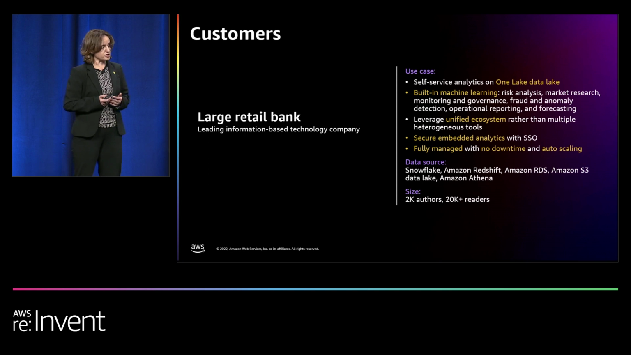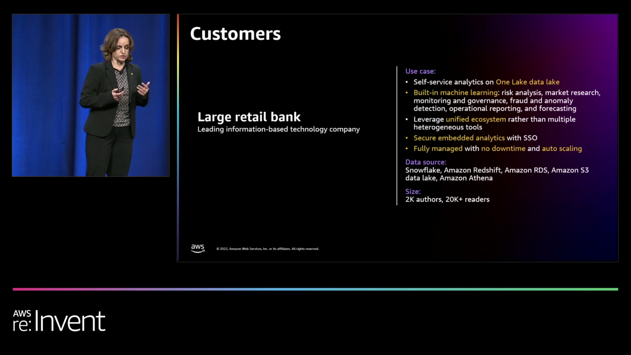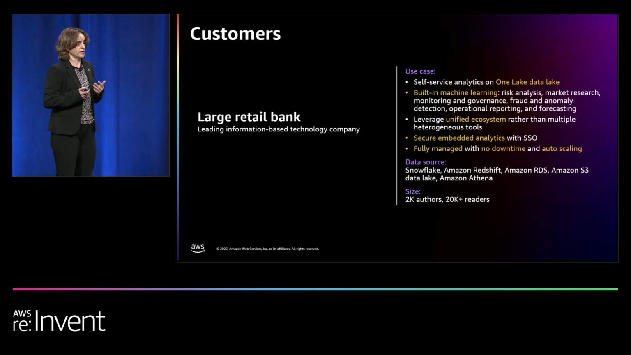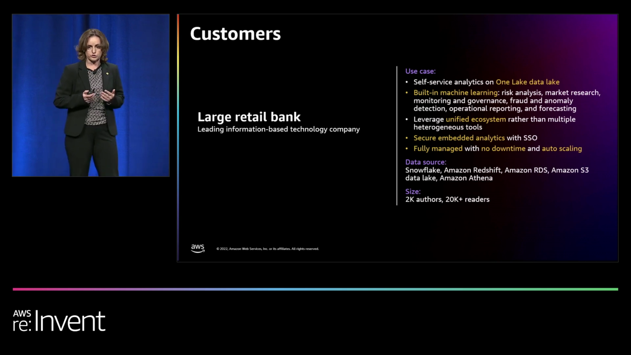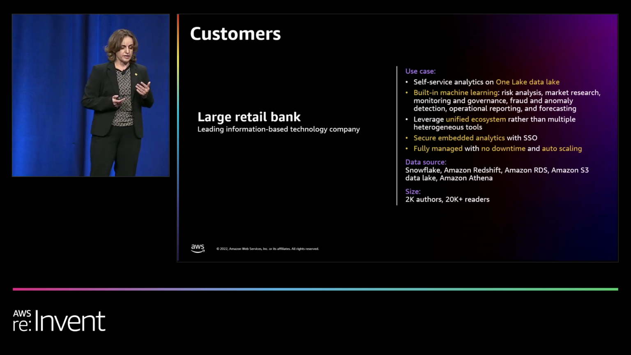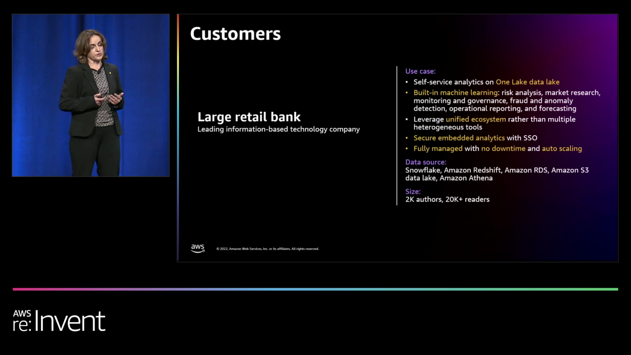Secure embedded analytics with single sign-on help them support thousands of users. And because Amazon QuickSight is a fully managed, auto-scaled service with no downtime, they are able to support 2,000 authors, users who create interactive dashboards, and over 20,000 readers, users who consume interactive dashboards.